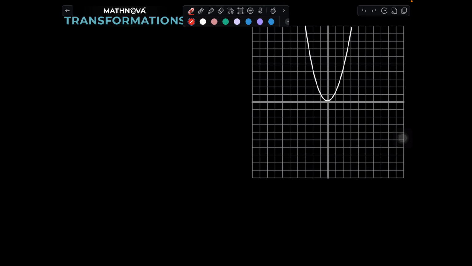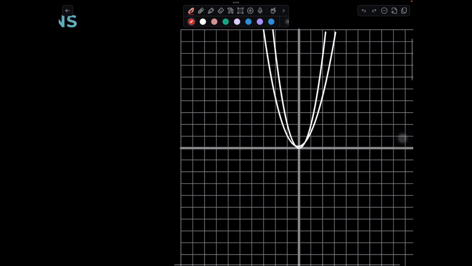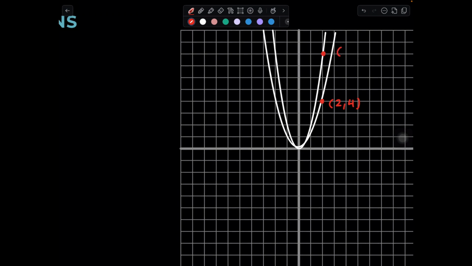Now I'll show you how to dilate graphs. And what dilate means is essentially just means stretch the graph. So if we have a look at this parabola, if I wanted to stretch it upwards, I could get something like this. Okay, and I'll show you what happened. So if we look at our original parabola, we have a coordinate here. This is 2, 4. Let's see what happened to that coordinate in our new stretched graph. That coordinate is now 2, 8.